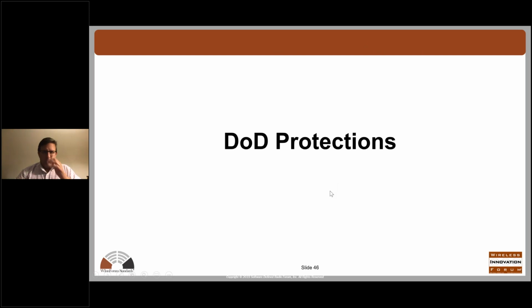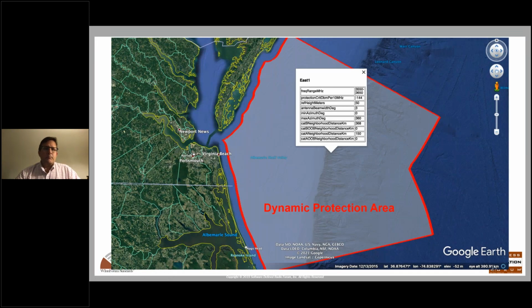So let's look at the DoD protections in a little bit more detail. Next slide, please. So in the coastal areas, this is how we protect the DoD. If you just bear with me for a minute so I can explain it sort of from the ground up.